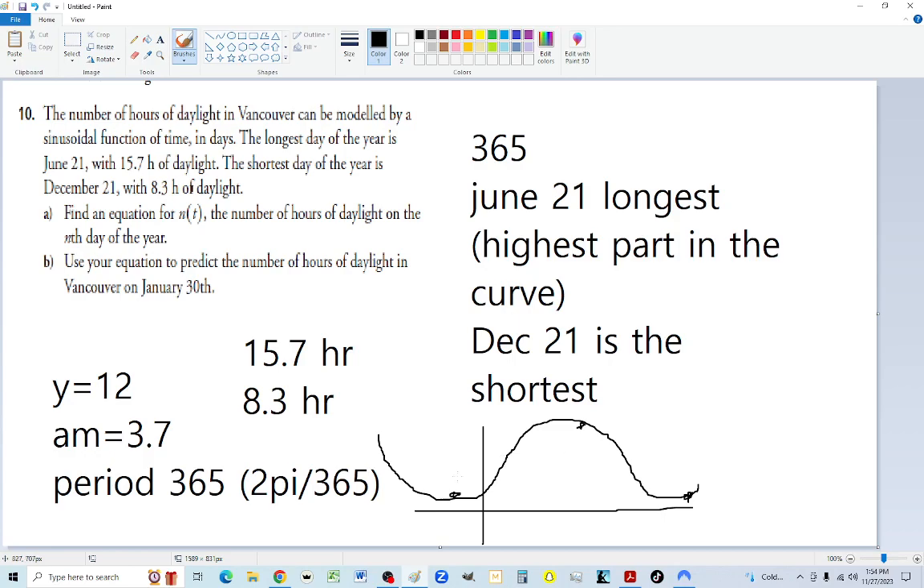There's several ways you can do it. If you notice, this part here is like a cosine curve upside down, which could be possible. But this part here is also a sine curve that's adjusted to the right. Problem with this part here is this is supposed to be January 1st. This is supposed to be December 21st.